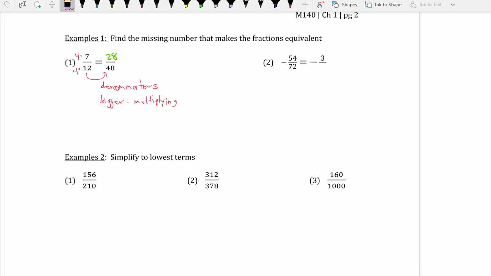So for number 2, we have negative 54 over 72 is equal to negative 3 over, and now our denominator is missing. Since the denominator is missing, that means that we can compare our numerators.